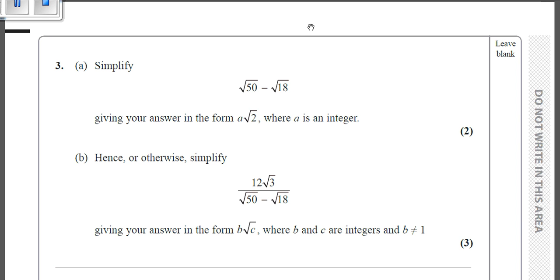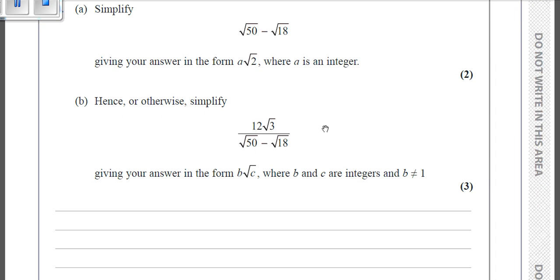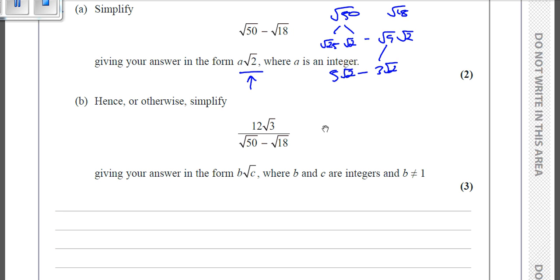Next up on the 2016 paper was surds. So what we've got to do here is simplify these so that they're in the form a root 2. So what we do is we simplify root 50. Two things that multiply together to make 50, and one of them is most likely going to be 2. So it's going to be root 25 root 2 minus root 18, which is going to be root 9 root 2. That's going to be 5 root 2 take away 3 root 2 because the square root of 9 is 3. That's going to leave us with 2 root 2. Nice and easy, 2 marks there.